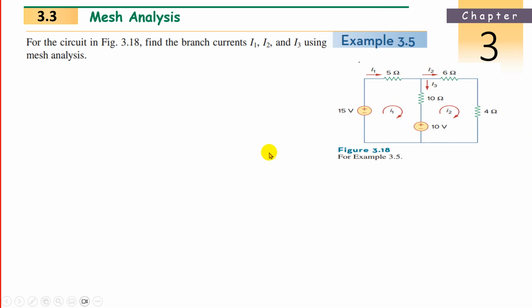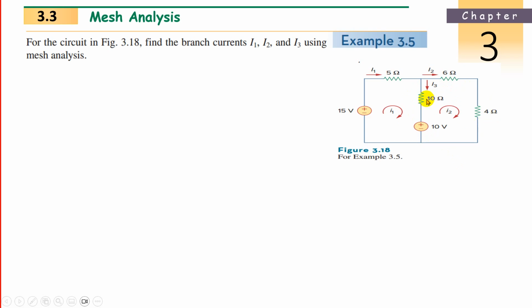First loop, what is the equation we can write? Because current I1 is leaving from the plus, it is minus 15. Current is entering in the 5, it is plus 5 times I1. Now current is entering 10, so 10 times I1 minus I2, because there are 2 currents in this 10. I1 is downwards and I2 is upwards. So I1 minus I2. And current is entering, not leaving, so plus 10. So be careful. Here it is minus 15, here it is plus 10. So that is the first equation.